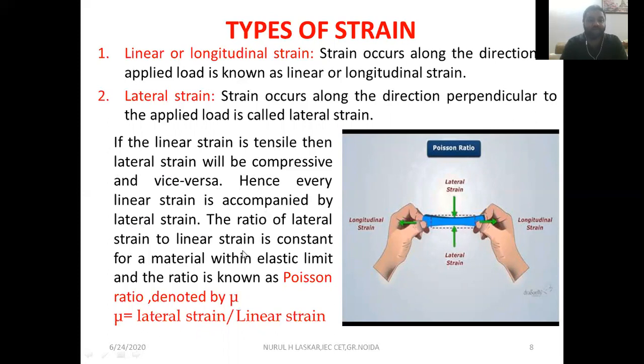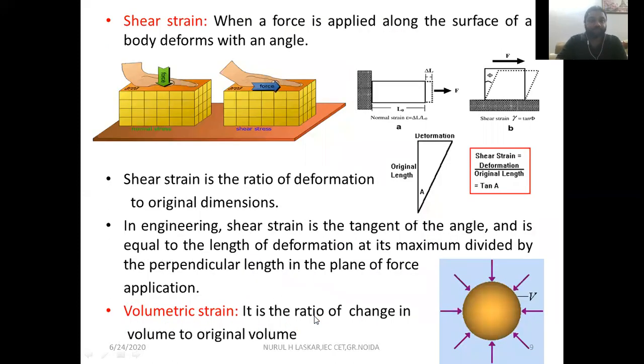Here there is an important term called Poisson's ratio. The ratio of lateral strain to linear strain is always constant for a material, and this constant is known as Poisson's ratio. It is denoted by mu. So mu is equal to lateral strain divided by linear strain. These are the two types of strain.